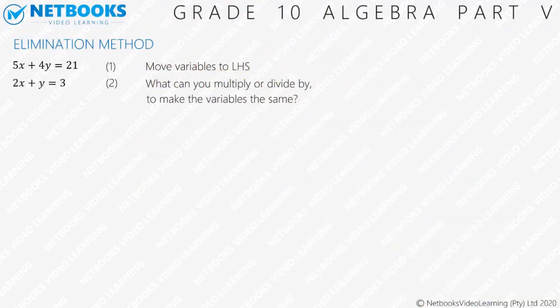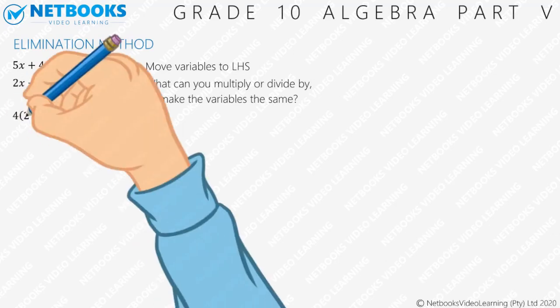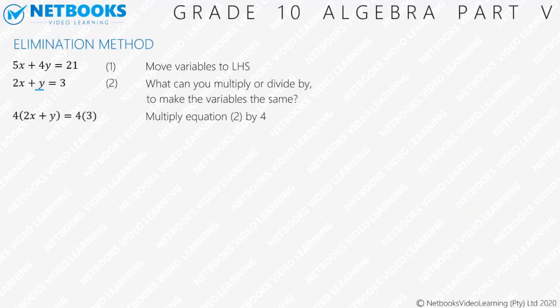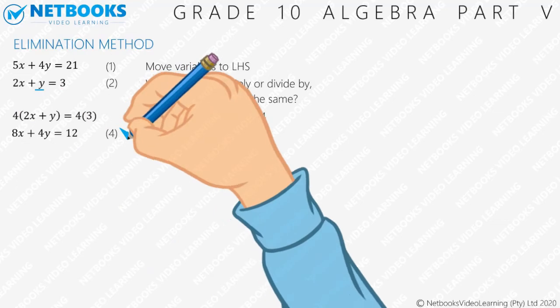Moving all variables to the left-hand side, and asking ourselves, what can we multiply or divide by, to make the variables the same? Let us go with making the y's the same, as there is a y with no coefficient in equation 2. That makes it easier. If we get the y in the second equation to be 4, it will then cancel out when subtracting the two equations. We multiply equation 2 by 4. Simplifying, we obtain a new equation, and score ourselves the first mark for the question.